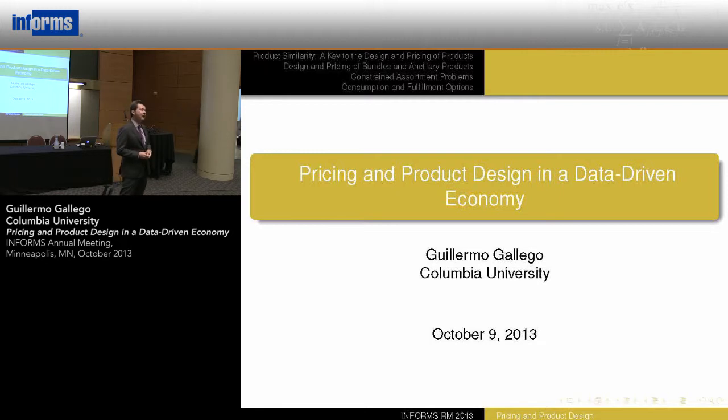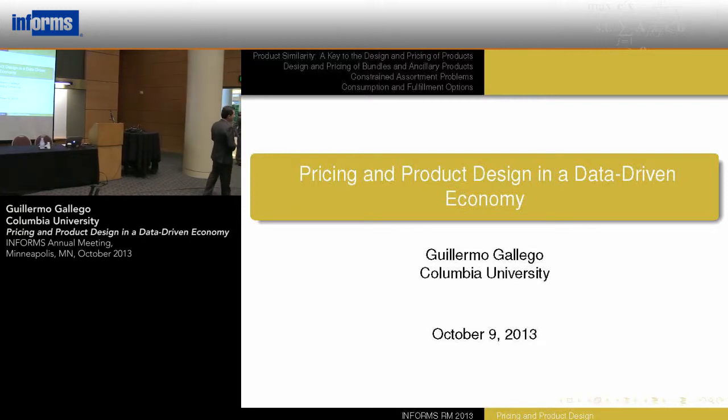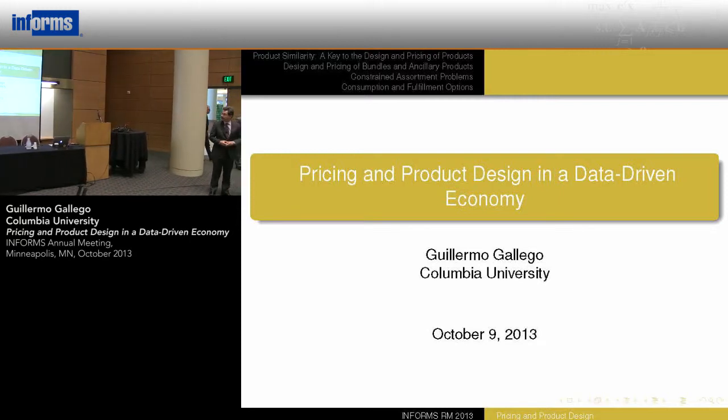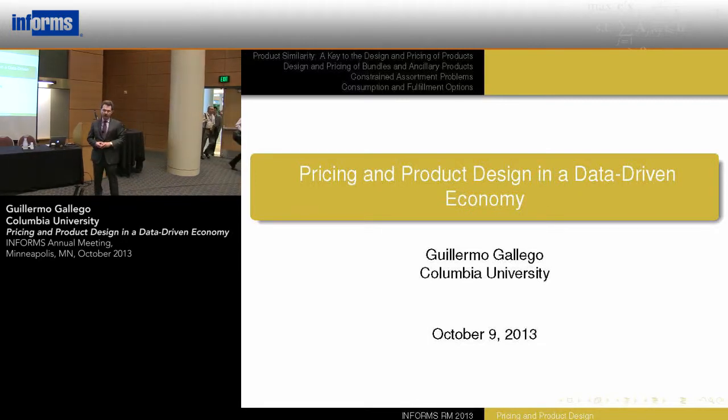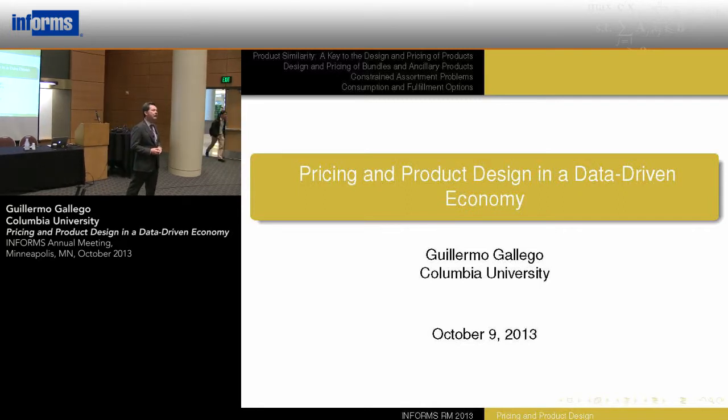I've been interested in pricing for a long time. Started with work on dynamic pricing. And then I got interested in product design ideas from several angles. One of them was risk management. So try to design real options around products to mitigate risk. And finally, more recently, looking at discrete choice models.